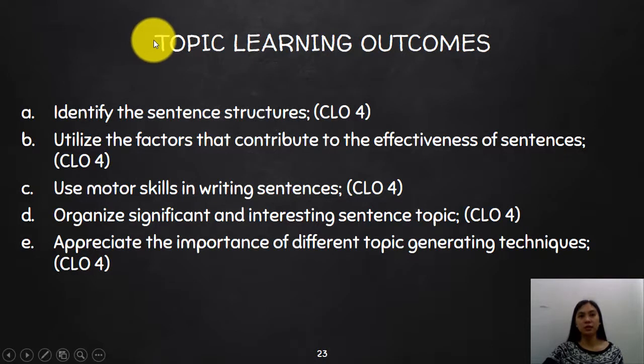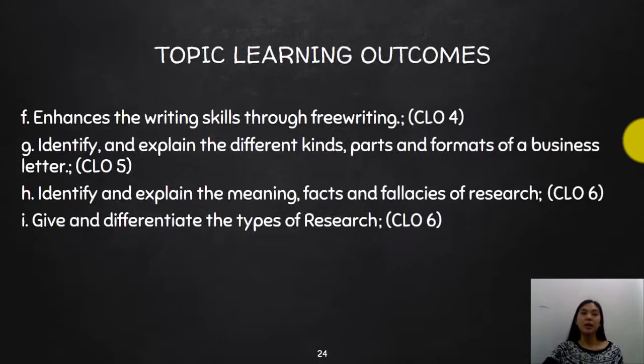So at the end of the final term, these are the topic learning outcomes that you should achieve. Letter A, identify the sentence structures. Letter B, utilize the factors that contribute to the effectiveness of sentences. Letter C, use motor skills in writing sentences. Letter D, organize significant and interesting sentence topics. Letter E, appreciate the importance of different topic generating techniques. Letter F, enhance the writing skills through free writing.